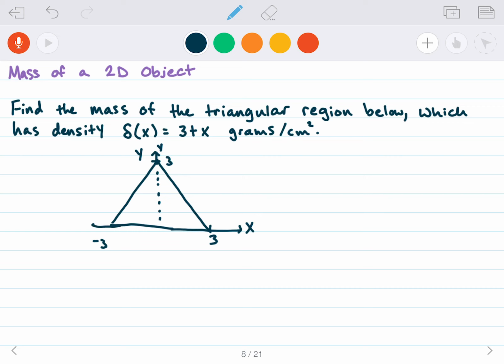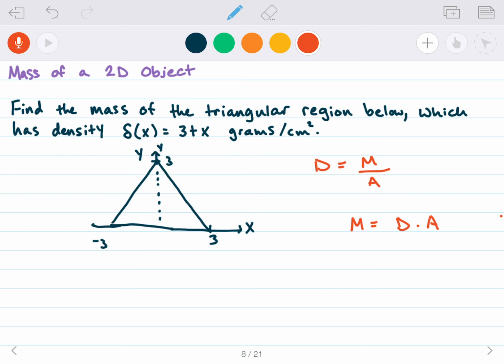All right, so how do we do this? Well, we do it the same way that we did the other one. We have a two-dimensional object. Density equals mass over area, therefore mass is equal to density times area. We know that the density function is 3 plus x, so that part's figured out. Now we need to figure out the area of this region, so we can set up an integral here.